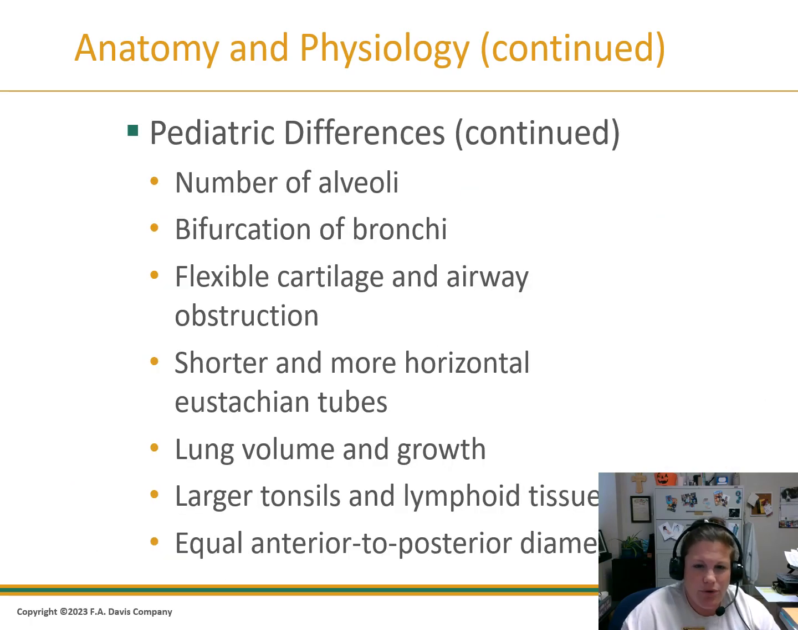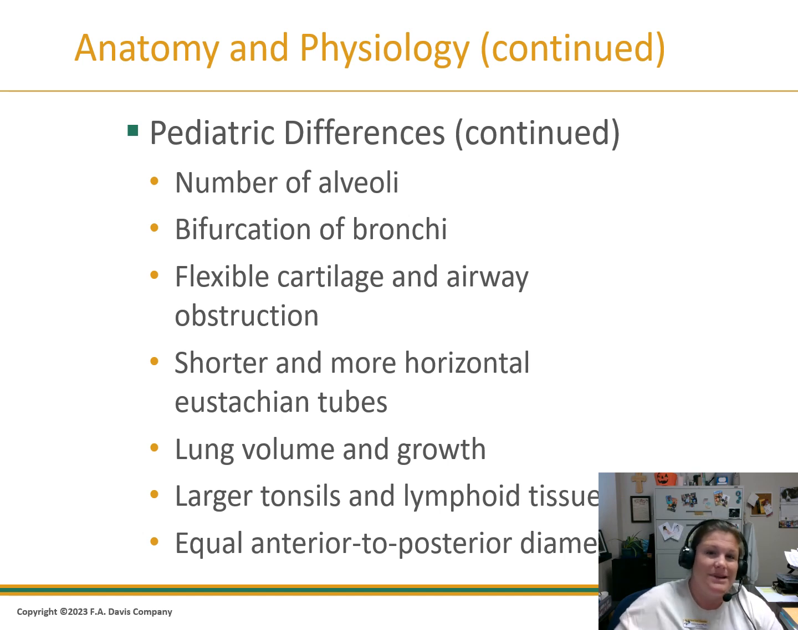I'm not going to go through all of these, just look at these other differences: the amount of alveoli present in birth or infancy compared to an older child, how the bronchi bifurcate or split, the flexibility of the cartilage, talking about the ears, which I know sounds like that's a respiratory chapter, but that's going to also be part of this content. But the fact that they're shorter and that the eustachian tubes are more horizontal is the reason for more infections in kids and more likely to have injury.